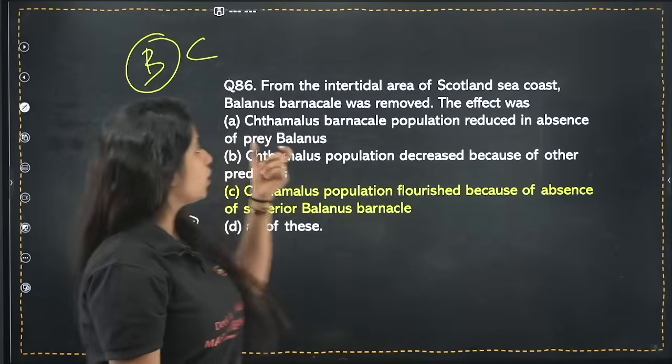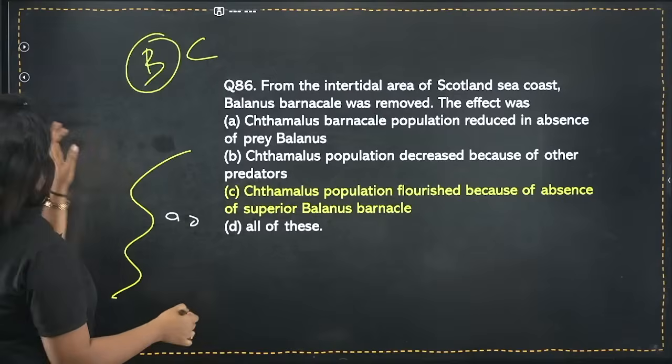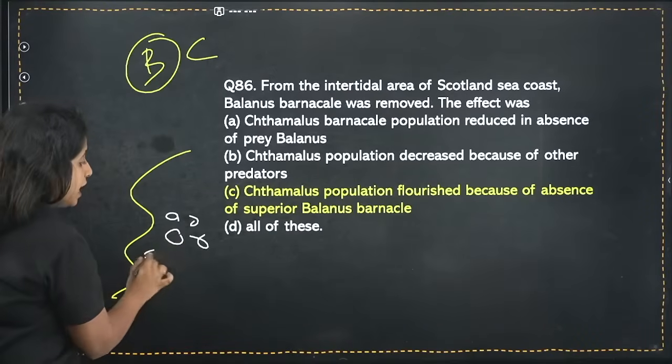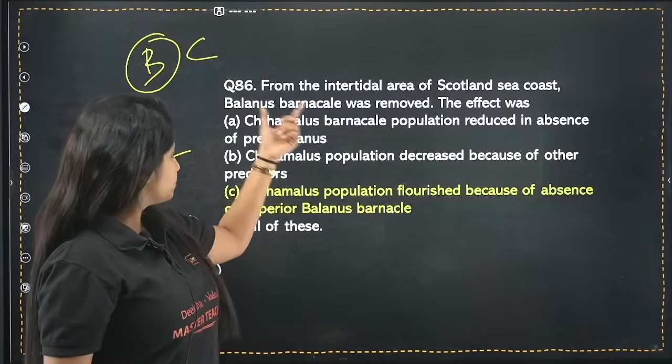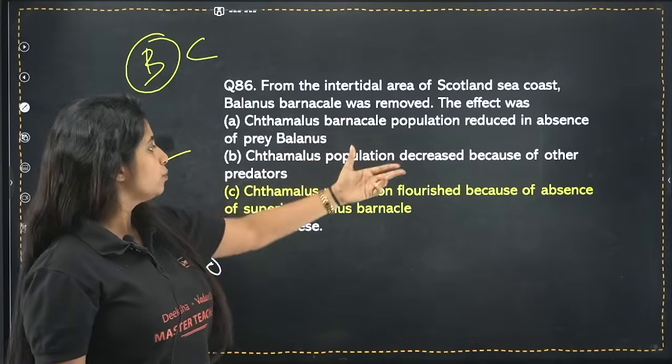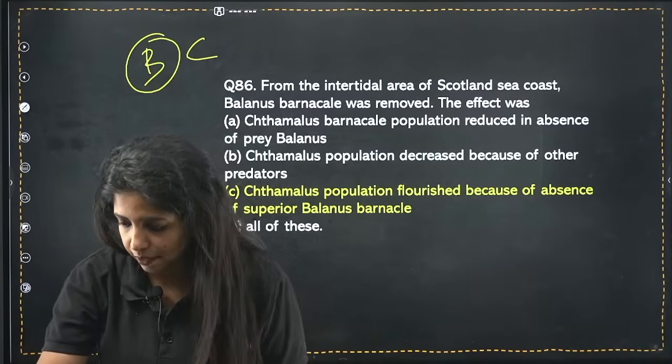Now the question is, if I am removing Balanus over here, what is going to happen? Basically the Chthamalus will be very happy. It is going to flourish, right? It is going to increase the number. So basically, if Balanus is removed, the Chthamalus population will be flourishing. Why? Because you have removed the superior variety.